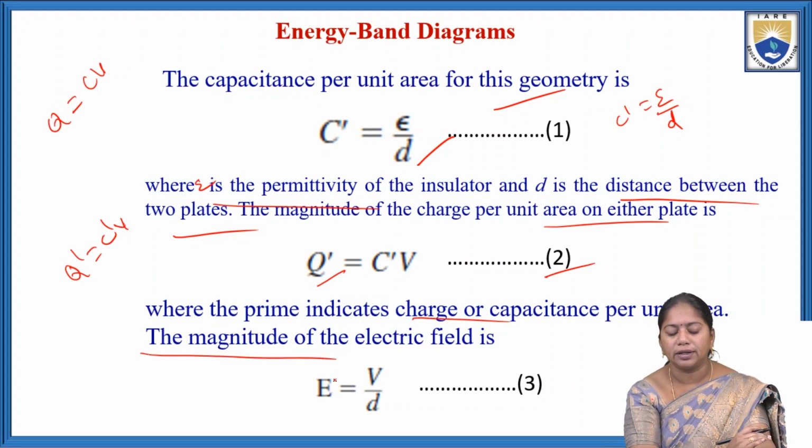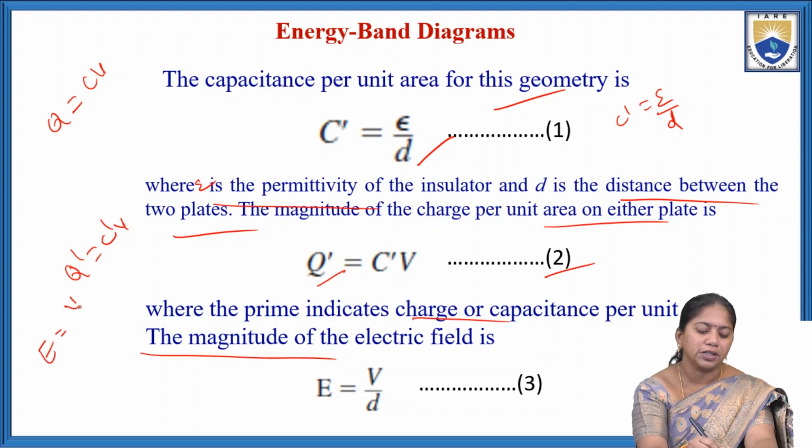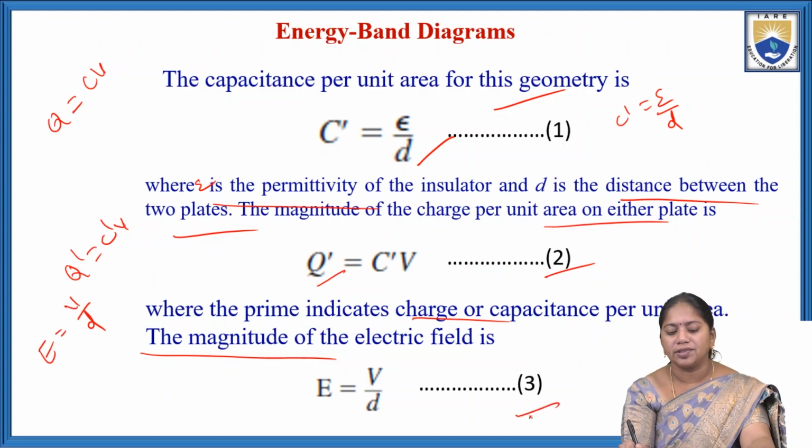The magnitude of the electric field E: the general formula for the electric field is E equal to V by d, that is equation 3.